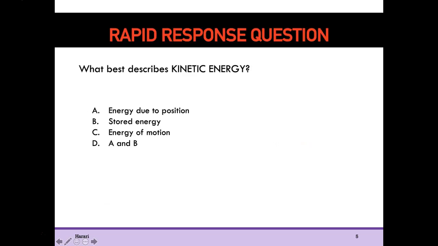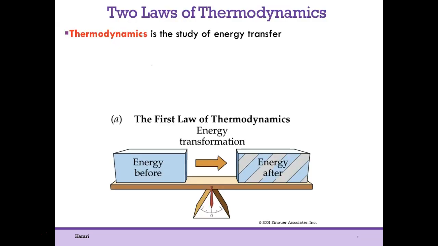So you can pause here. And the answer is C, energy of motion. What best describes potential energy? This is D. So now we can talk about thermodynamics.